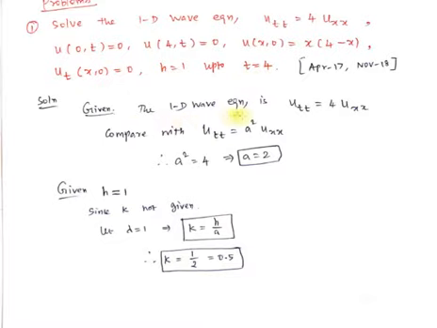Given the one-dimensional wave equation is utt equal to 4 uxx, compared with utt equal to a square uxx. So a square equal to 4, so a equal to 2. Since k is not given, choose lambda equal to 1. So k equal to h by a. Here h equal to 1, a is 2, so 1 by 2. k equal to 0.5.